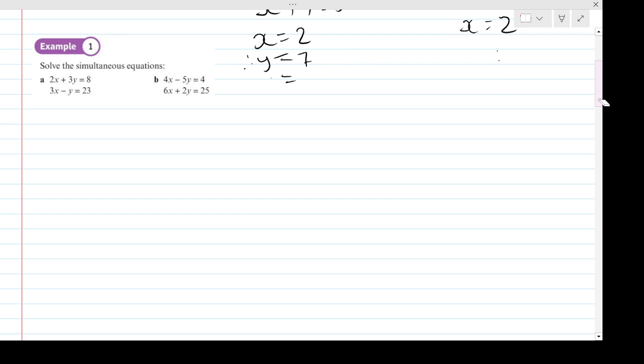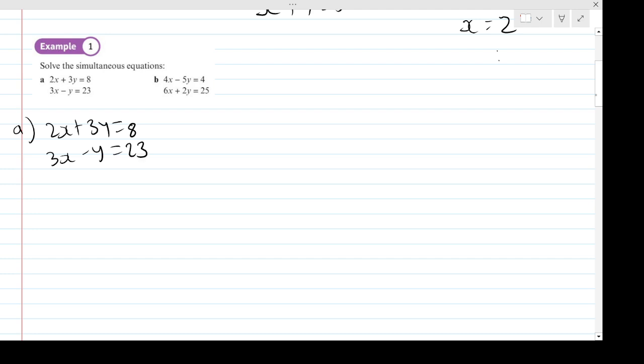So first of all, it's asking us to solve the equations 2x plus 3y is 8, 3x minus y is 23. Okay, well, I'm going to do one of each, one that's substitution, one that's elimination. I'm going to do substitution first, okay? So you can call that equation 1, equation 2. Doesn't particularly matter if you label it, but I think it makes it a lot clearer what exactly you're doing.